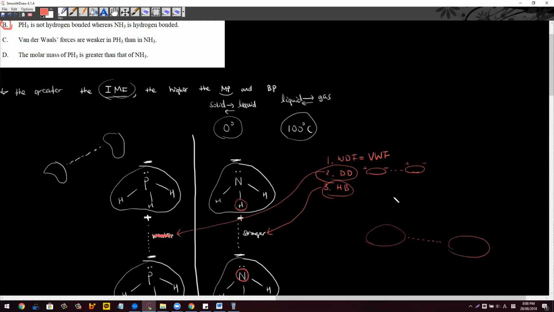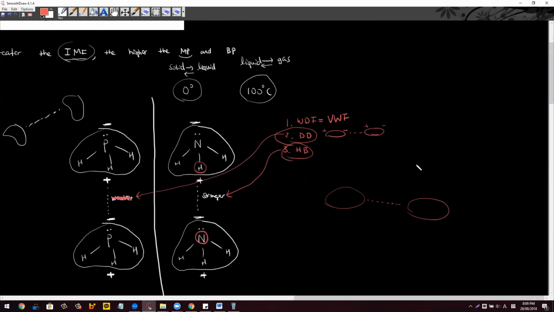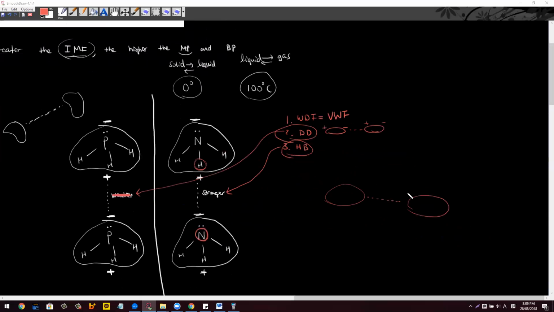It's the weak dispersion force, that's right. So is there any dipole-dipole here or hydrogen bond? The answer is no, that's right. Oh, actually, I was reading your comment above, sorry. So the answer is no.